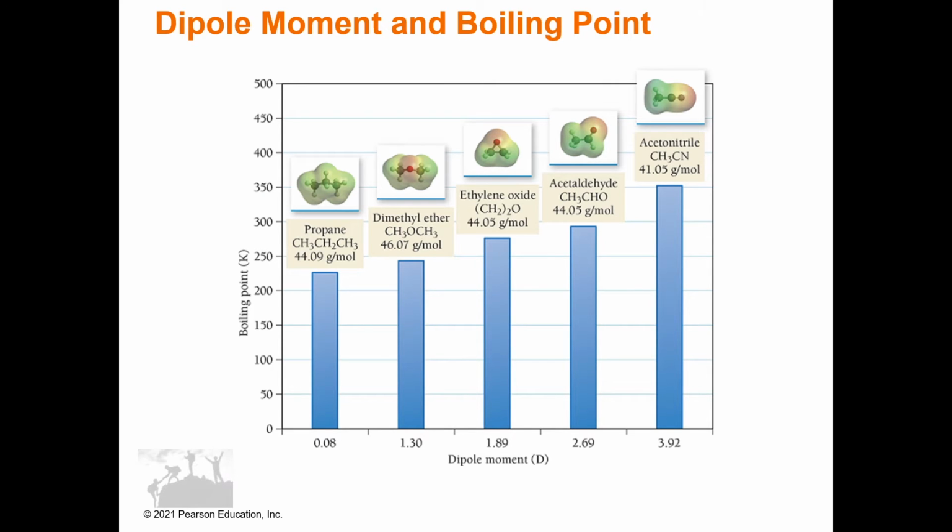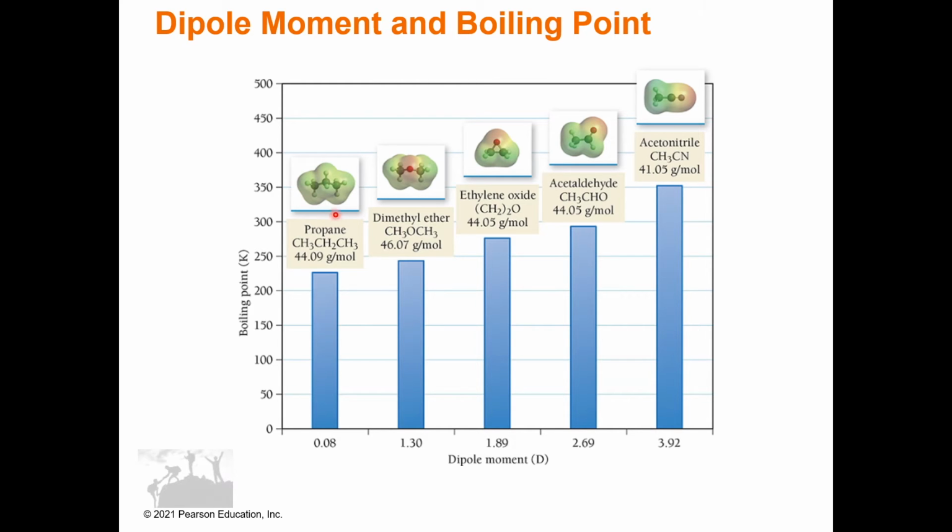Here we're comparing 5 different molecules based on dipole moment and boiling point. You can see as we go from left to right, the dipole moment increases, and you could even see that in the electron distribution maps here. These red areas show where most of the electrons are located. So you could see for dimethyl ether, the oxygen is right in the middle of the molecule, so you could see that the cloud is redder than the rest of the molecule.